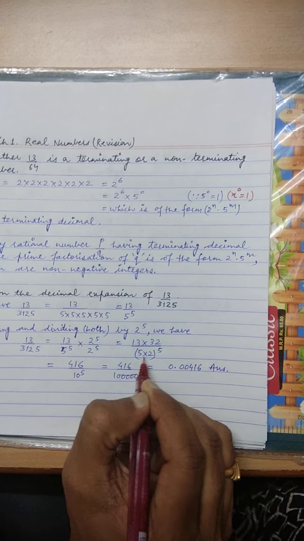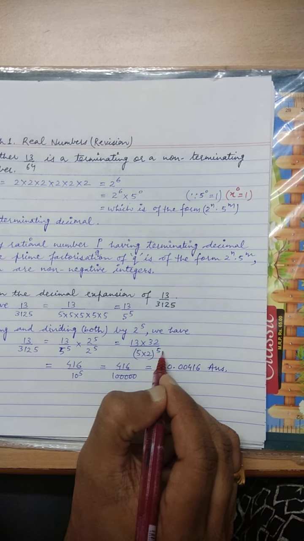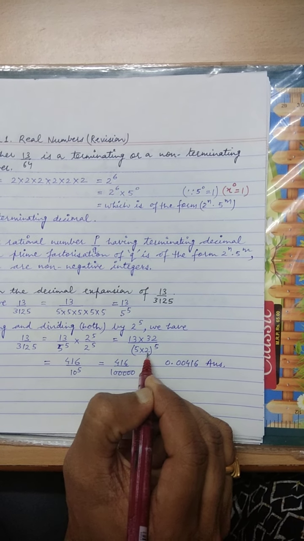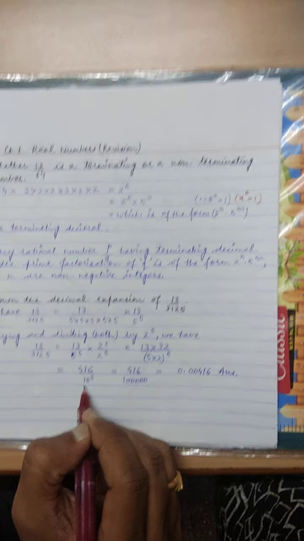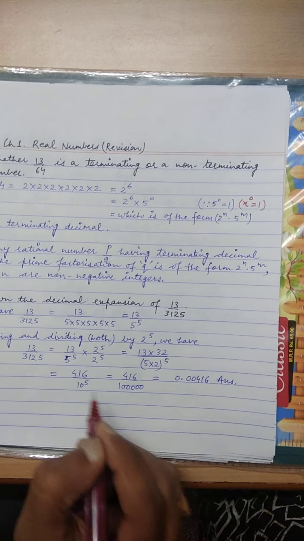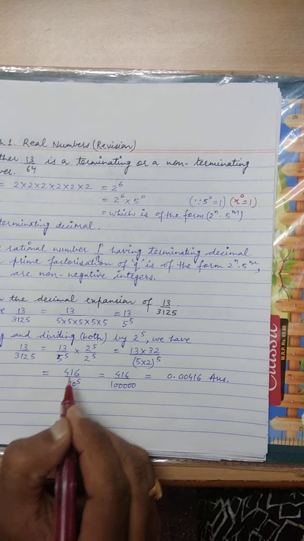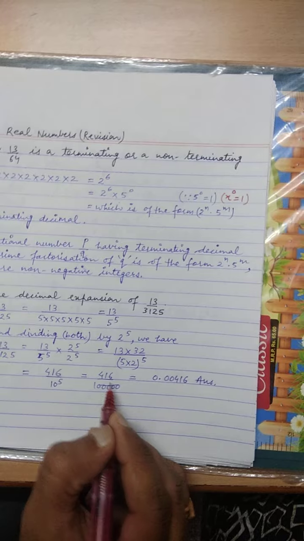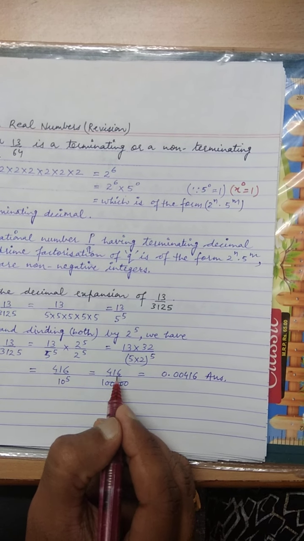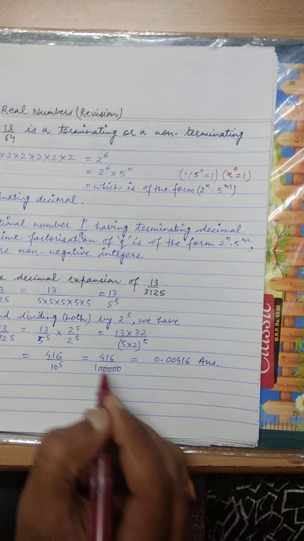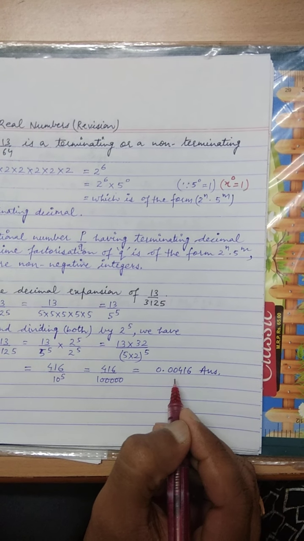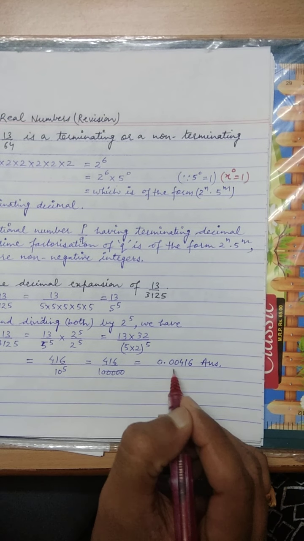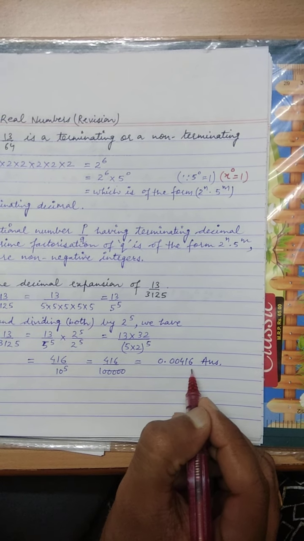So we can write it as 5 multiplied by 2, whole to the power 5. So the denominator is 5 into 2, which is 10, to the power 5. That's why we have written the denominator as 10 to the power 5. And the numerator, 13 multiplied by 32, gives 416. So we can write it in decimal form by putting the decimal point 5 places from the right. That's why the decimal expansion of 13 upon 3125 will be 0.00416. Hope you understand.